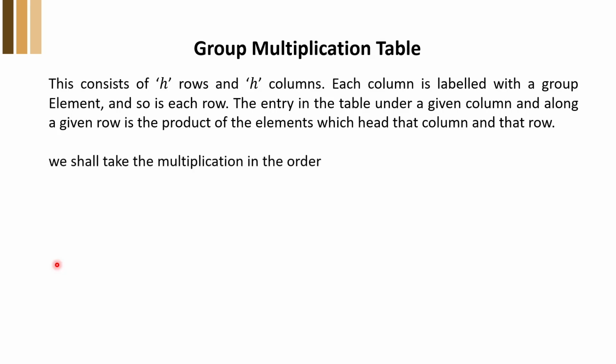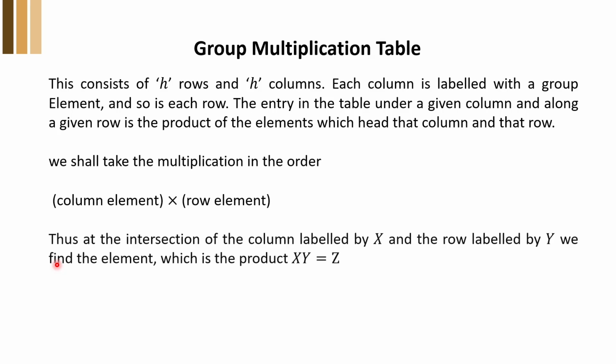Let's take the multiplication table in the order that we first go for a row element followed by a column element. That depends upon the choice you fix. Thus, at the intersection of the column labeled by x and the row labeled by y, we find an element which is the product xy that has the value of z, just as shown in the coming table. Obviously, the element in question should belong to the set. So if a table has the rows and columns as indicated, the product would be indicated the way this table has shown.